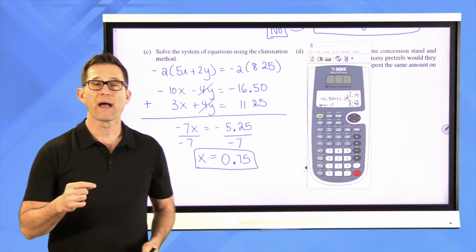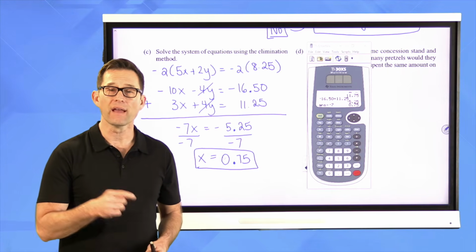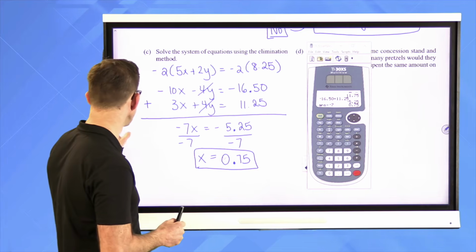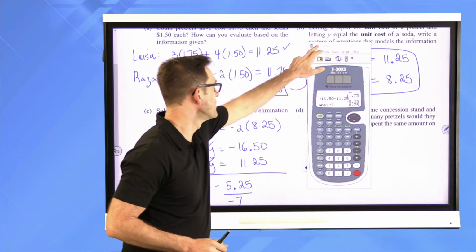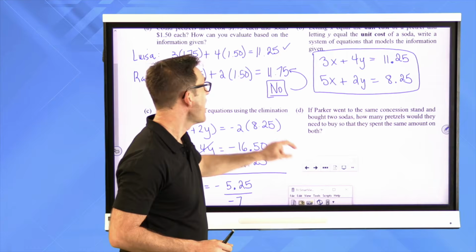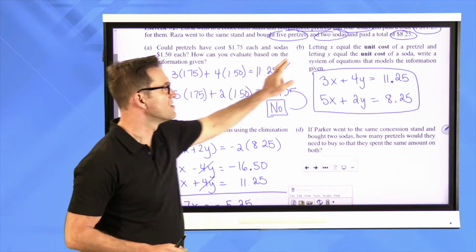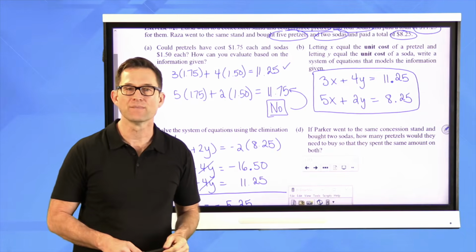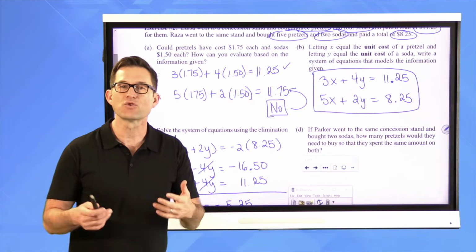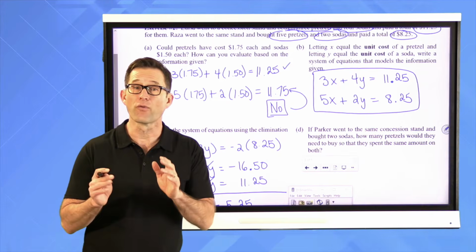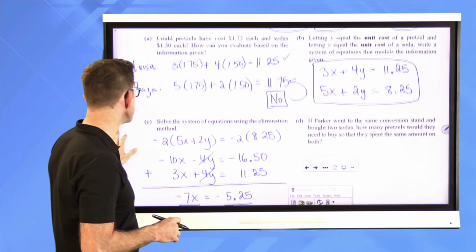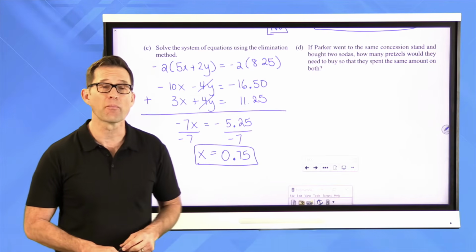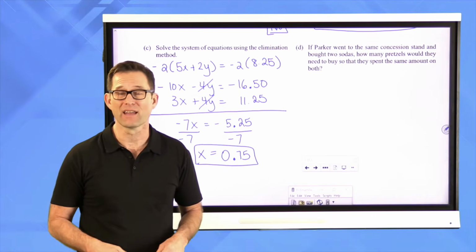Now I still have to figure out the value of y, and we'll do that in just a moment, but I'd like to step back again and always reflect on the answer I got and whether or not it makes sense. What was x? X is the unit cost of a pretzel, and it's $0.75. It's 75 cents. That's reasonable, and it's reasonable for a variety of reasons, some common sense, some a little bit less common sense. One of the reasons is it's not a negative number. There's no way we're going to get a negative cost.